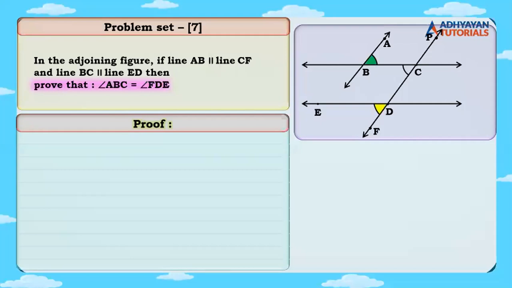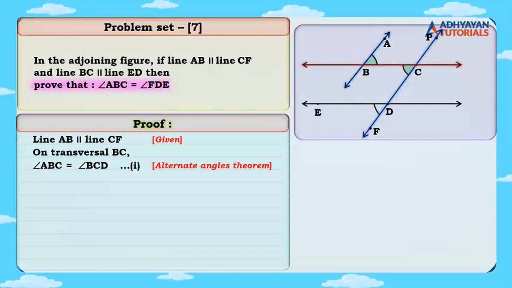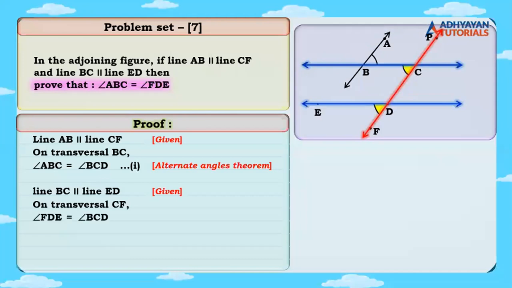Line AB is parallel to line PF or CF, on transversal BC. Angle ABC would be congruent to angle BCD. The reason being alternate angles theorem. Next is line BC is parallel to line ED on transversal PF, or you may put it as on transversal CF. That is your choice. Angle BCD will be equal to angle EDF, right? The reason, corresponding angles theorem.